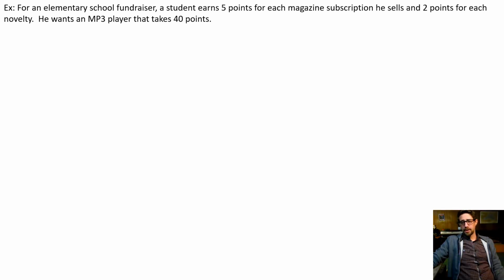So, let's think about that. He doesn't want to earn exactly 40 points, although that would work. He probably wants to earn more than 40 points. So he wants to see what kind of combinations of magazine subscriptions and novelties he could sell to make his commission there and get his 40-plus points.